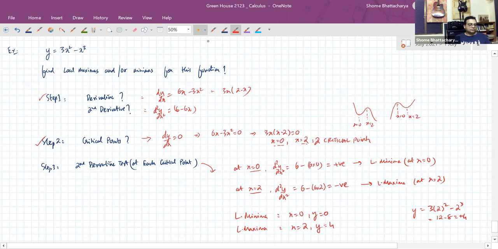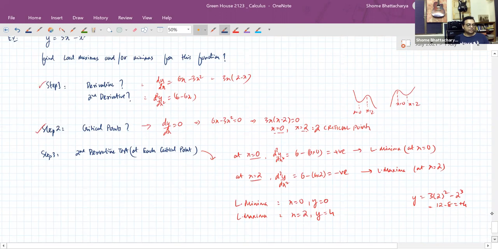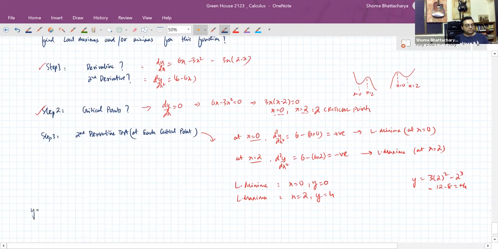But if we analyze one more step ahead, we can also see the behavior of the function. In addition to this, for the function y equal to 3x square minus x cube, y tends to minus infinity as x tends to infinity, because this x cube term dominates. And y tends to infinity as x tends to minus infinity.